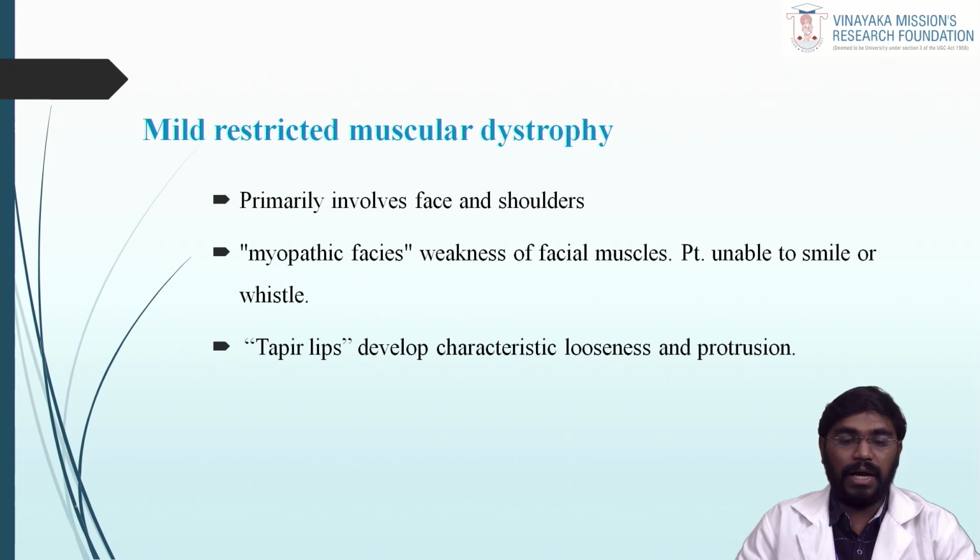Next comes muscular dystrophy. It primarily involves the face and shoulders. Myopathic facies with weakness of facial muscles. The patient is unable to smile or whistle. Tapir lips develop, characterized by looseness and protrusion.